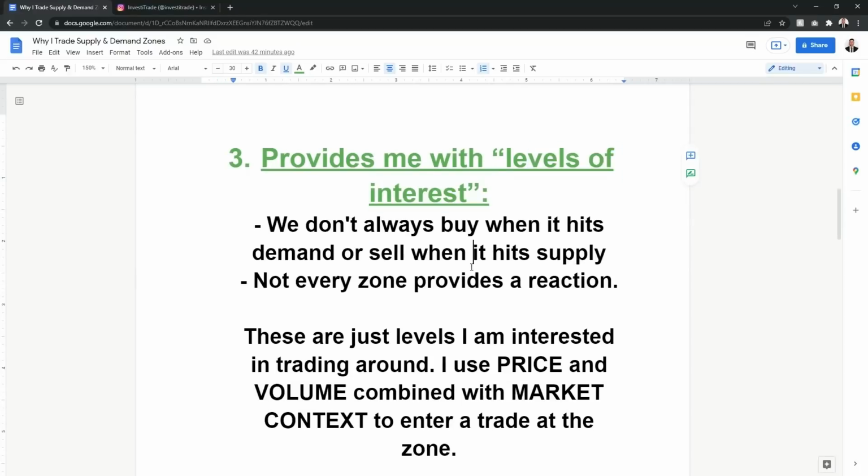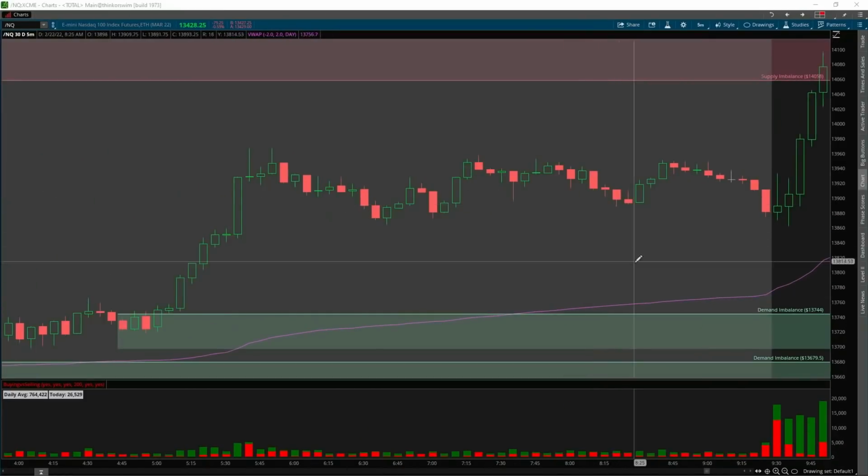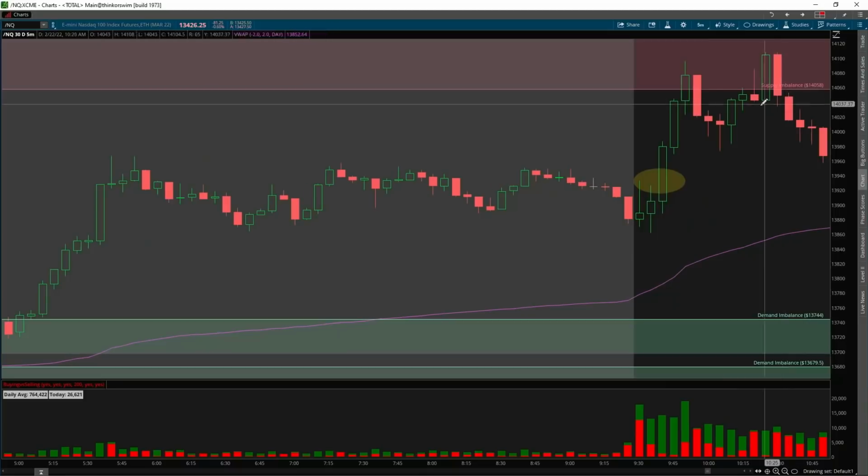I want to make it clear that we don't always buy when it hits demand, or always sell when it hits supply. We can use zones as context, because not every zone will provide a reaction. Going back to that NASDAQ example, let's say we were long earlier in the day, down here. We can maybe use supply as our target instead of looking to take a new short position at supply. Or if we aren't long and we get proper confirmation, we could take the market short at supply.